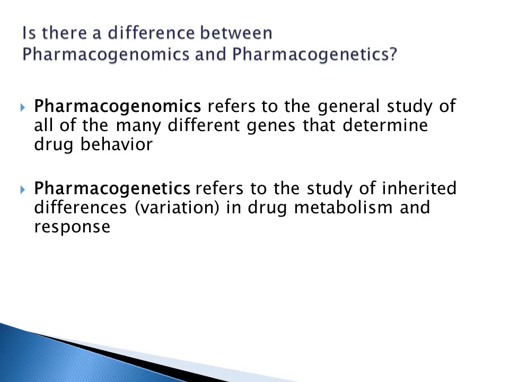Pharmacogenomics refers to the general study of all of the many different genes that determine drug behavior. Pharmacogenetics refers to the study of inherited differences or variations in drug metabolism and response. So the distinction between the two terms is considered arbitrary, and the two terms are now often interchangeable.